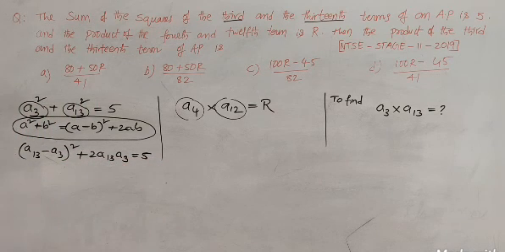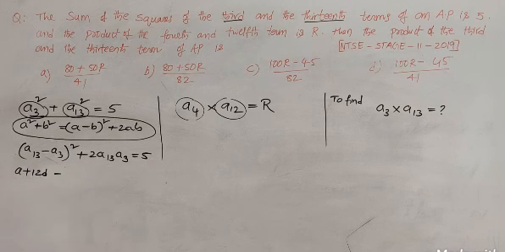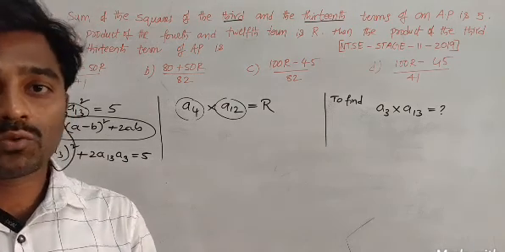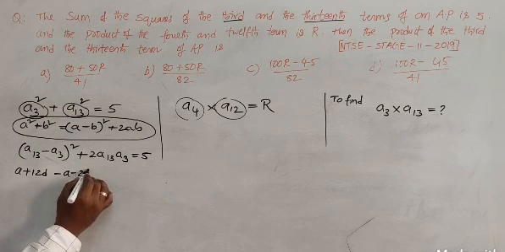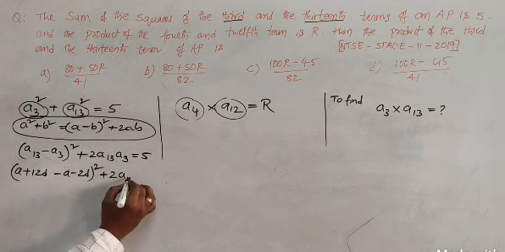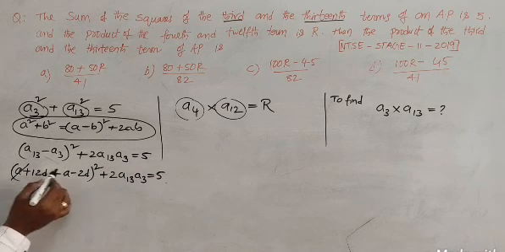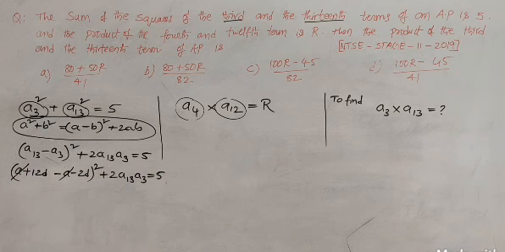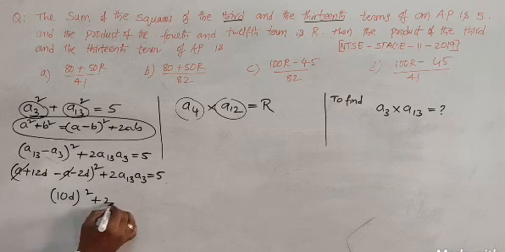So you know the value of A13. A13 means A plus 12D, minus A3. A3 means A plus 2D. If you apply the minus, A minus A cancels, and 12D minus 2D is equal to 10D. So 10D whole square plus 2 into, this is what we want to find, A3 into A13.